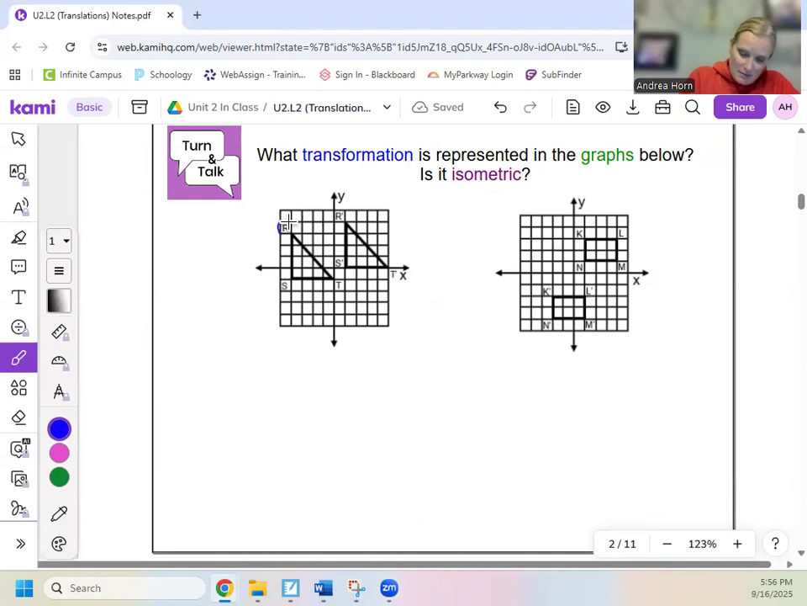Pay attention. This is my pre-image because it's just R. This is my image because it's R prime. So I went up and I went over on this one, correct? If I look at this one, my pre-image is K. My image is K prime. So I went left and I went down. So translation. That's what we're going to talk about today.